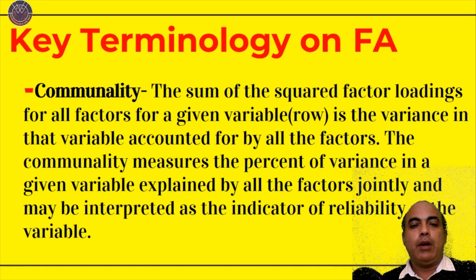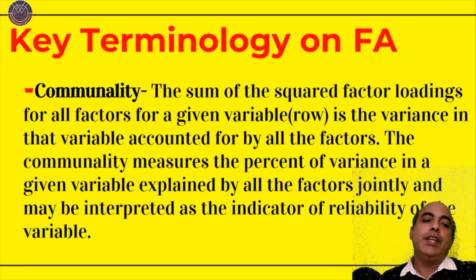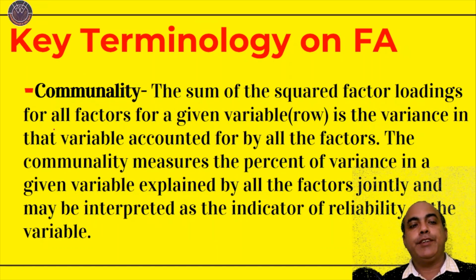Now come to the next key term. The next key term is the communality. So what is communality? The communality is the sum of the squared factor loadings for all factors for a given variable in a row. It is the variance in that variable accounted for by all the factors.